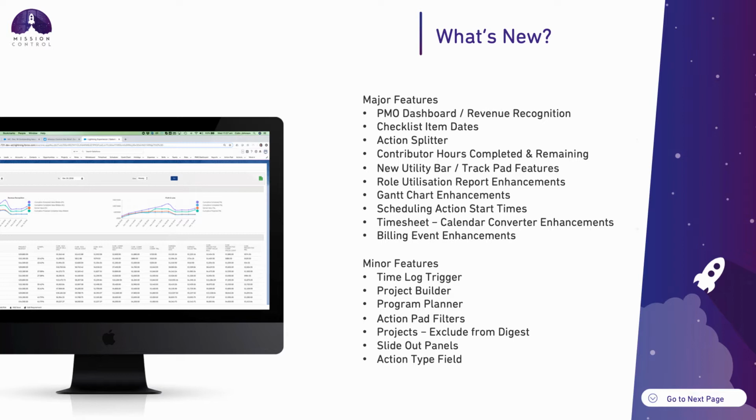We have a number of new utility bar features that are also going to be accessible via the trackpad, and a couple of enhancements that we've made to the existing role utilization report. In addition, a few enhancements applied to the Gantt chart. You can now also schedule actions to start at a specific time, and we've had some major enhancements added to the calendar converter on the timesheet, as well as some new features on the billing event. And a few minor features we'll take a closer look at as we go through.